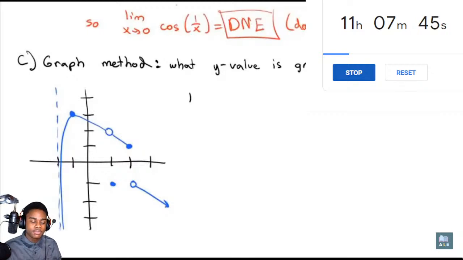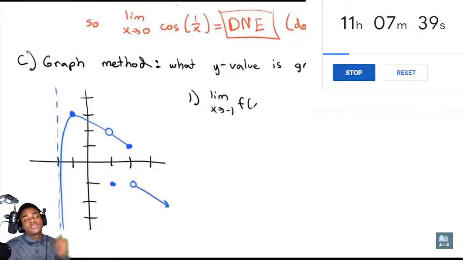The first question we're going to attempt to answer is to see if we can find the limit as x approaches -1 of this function. So as x approaches -1, what we see is the graph is really approaching a y value of 3. So we will say the limit as x approaches -1 on this graph is 3.